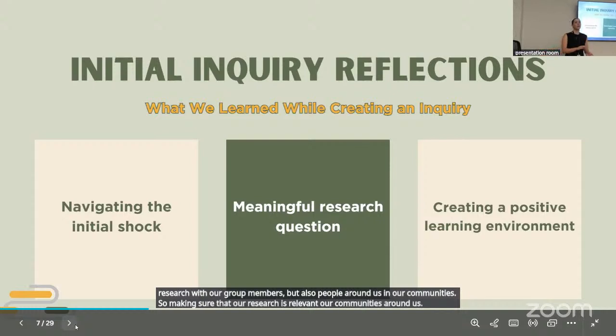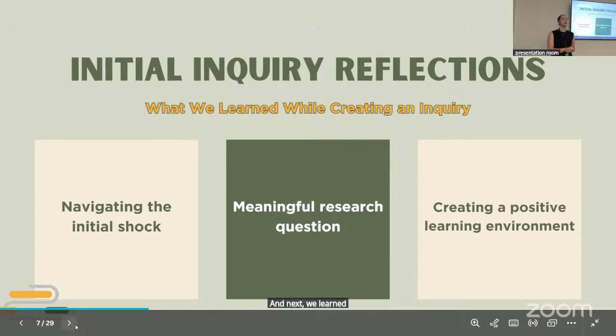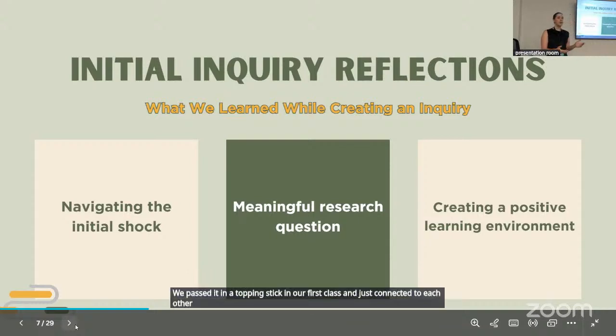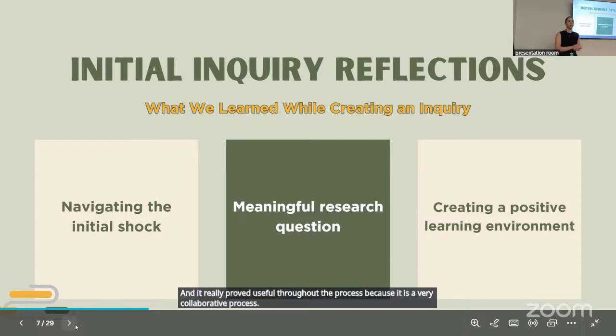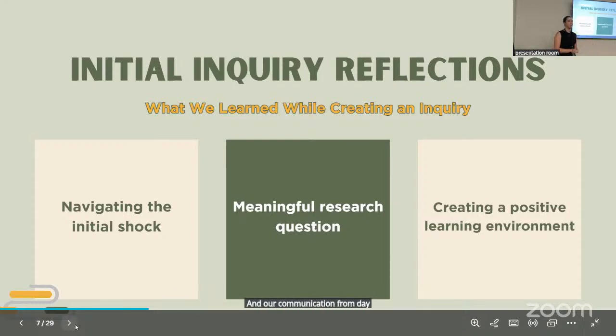And next, we learned creating a positive environment starts on day one. We passed around a talking stick in our first class and just connected to each other and talked about how we were feeling. This established some really great communication and connection within our group, and it really proved useful throughout the process because it is a very collaborative process, and our communication from day one really helped us succeed in that way.